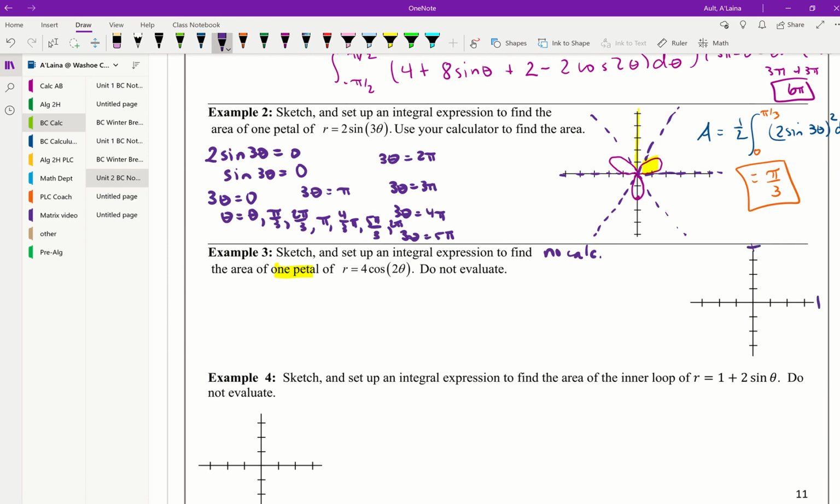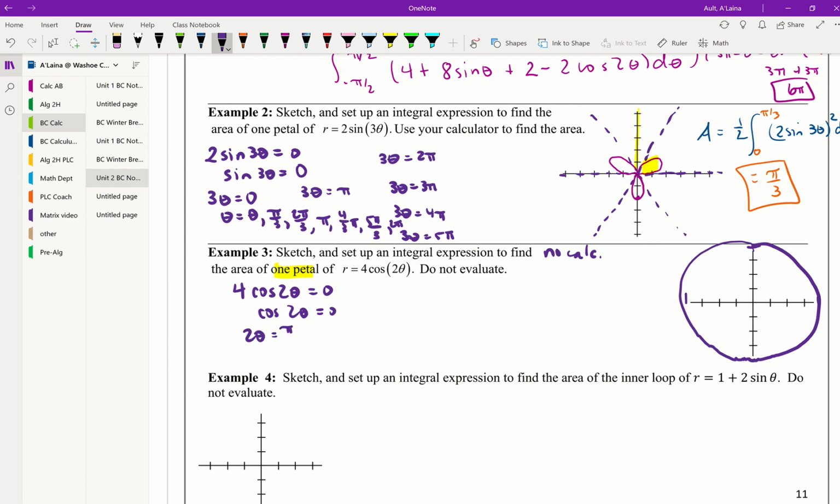Not even on my scale. Super sorry. Okay, so I'll erase this circle later. This is just to help me draw kind of the right length for each petal. And I would like to see where these petals are going to start and end. So I'm going to set the radius equal to 0. So the cosine of 2 theta is 0. Well, when does cosine equal 0?